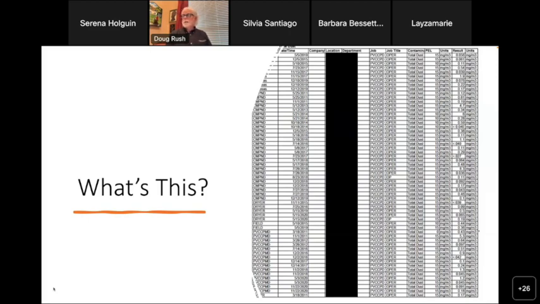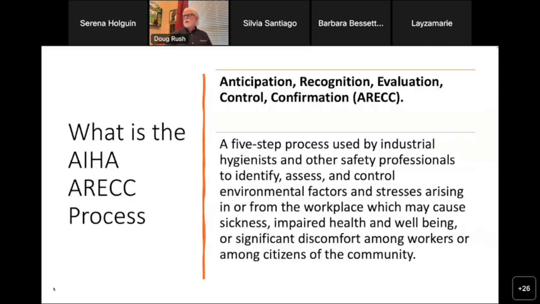The company, when I was trying to get information on it and asking them to explain this information to me, they just couldn't do it. So what I'm telling you is just because you have qualified people in your plant may not mean that they are actually documenting things in the appropriate way. So the ARECC process kind of helps us to do that.